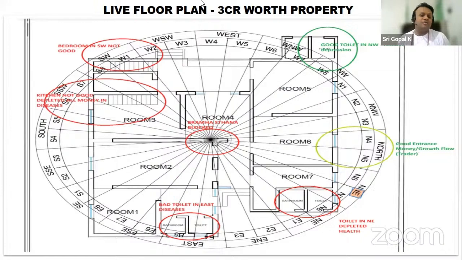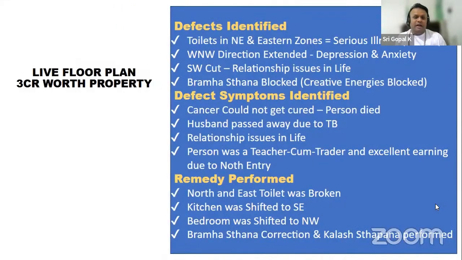Later this house was donated to a spiritual society called ISKCON, and the people who lived there also had problems. Then they came to me and showed this chart. Let's go to the next slide, Neeruji. And these are the defects identified.